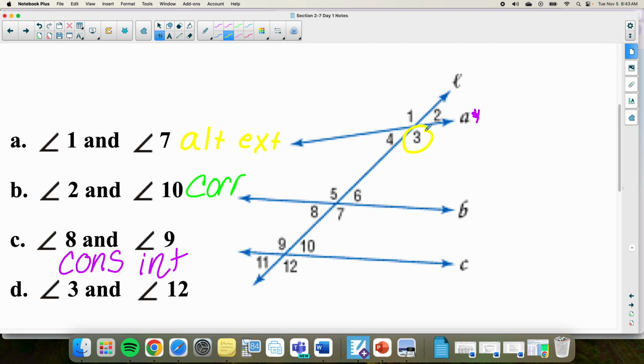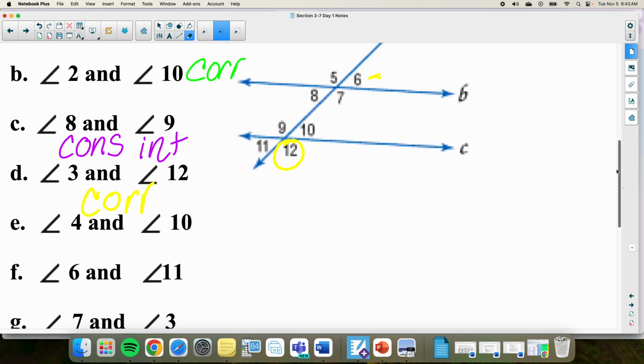Okay. The next one we have is 3 and 12. So here's 3, here's 12. Ignore this. Okay, 3 and 12. They are corresponding again. So 3 is below and to the right, 12 is below and to the right. Okay, corresponding.